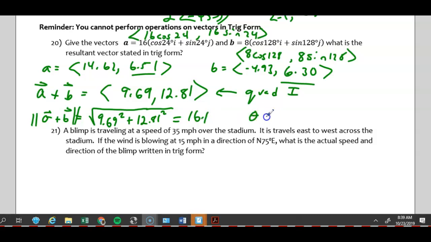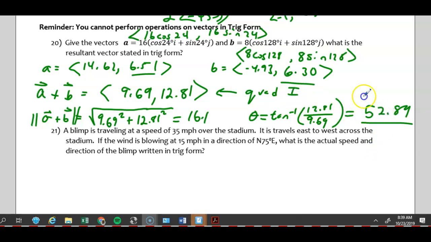And then for our angle, we have to do the tangent inverse of y over x, and we get 52.89. So that is our angle. And notice that's in the first quadrant, so we don't need to do anything. It's a positive angle in quadrant 1.